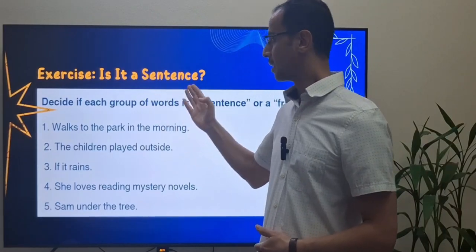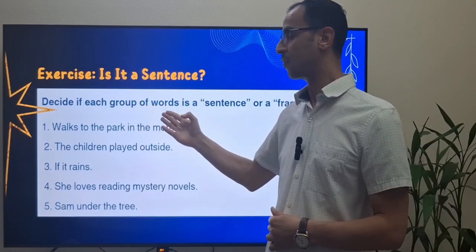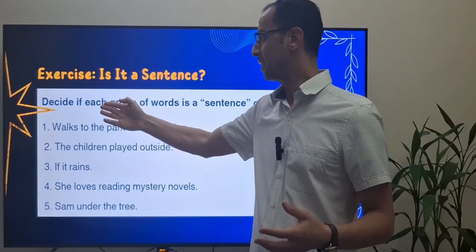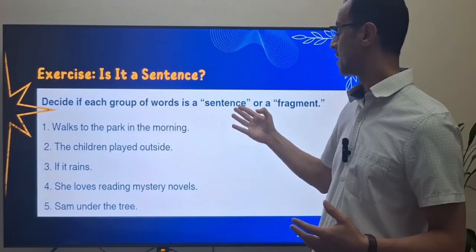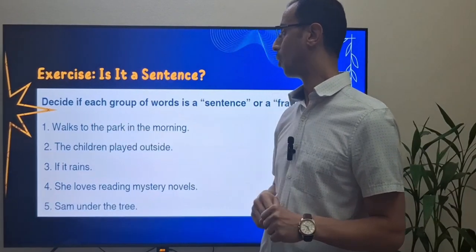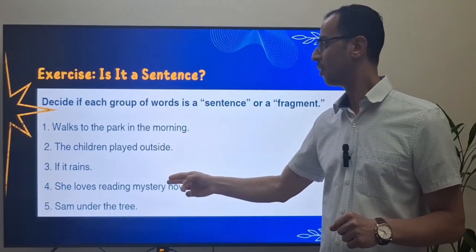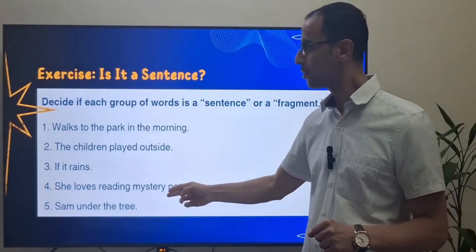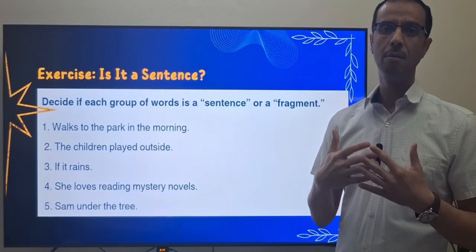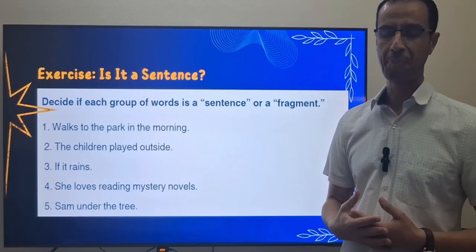Exercise. Is it a sentence? Now, you have to read each group of words, and decide if each group of words is a sentence or a fragment. So the first one, walks to the park in the morning. The children played outside. If it rains, she loves reading mystery novels. Sam under a tree. Now, try to think about them. Take like one or two minutes and then check the answers.